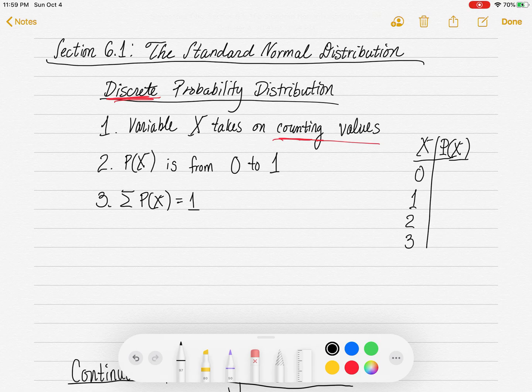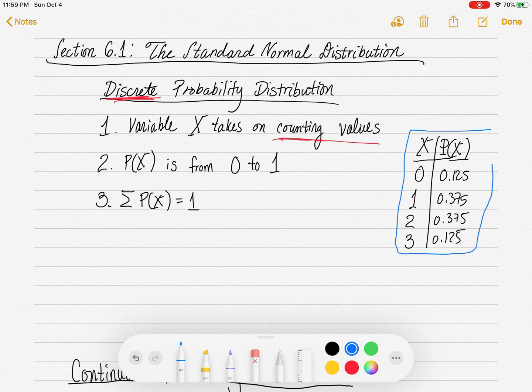And what are the probabilities? Well, probabilities always go from 0 to 1, and they have to tally all the way up to 1. So let's say we have for 0 boys 0.125 chance, for 1 boy 0.375, for 2 boys 0.375, and for 3 boys, all of them being boys, 0.125. Right. The probabilities go from 0 to 1, and all the probabilities tally up to 1. So this forms a probability distribution. It's discrete because the x values are counting values.